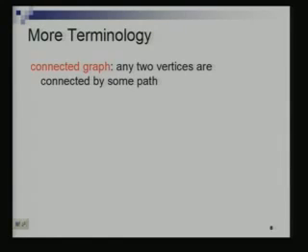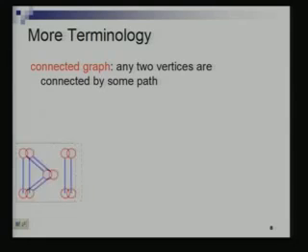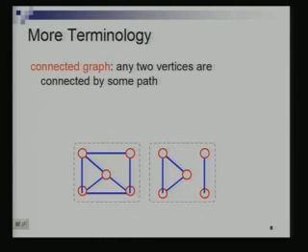Okay. A graph is said to be connected if there is a path between every pair of vertices in the graph. If you take any two vertices and there is a path between them, we will say that the graph is connected. Okay. Is this graph connected?